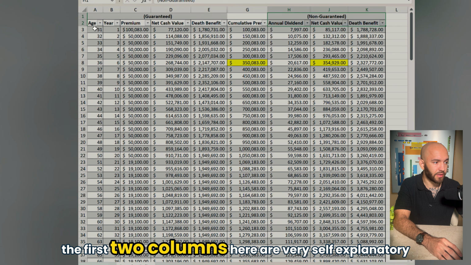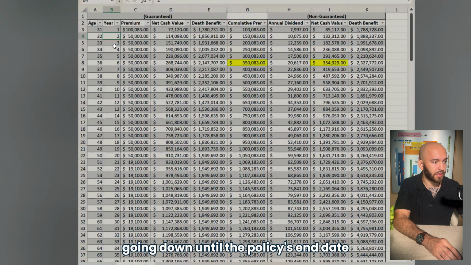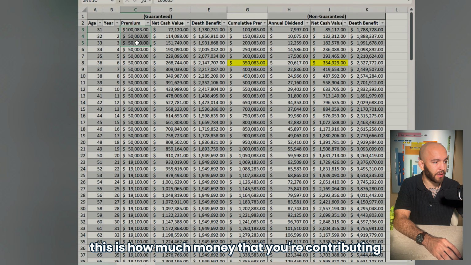The first two columns here are very self-explanatory. It's the age and year. So that's the age of the person and the year of the policy going down until the policy's end date. The first real column that we're concerned about is the premium. So this is how much money that you're contributing per year inside your policy.